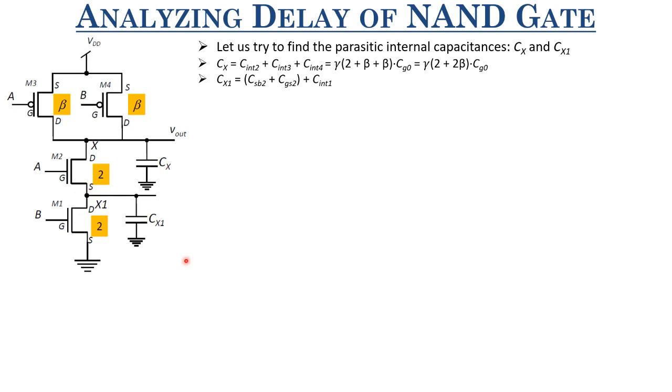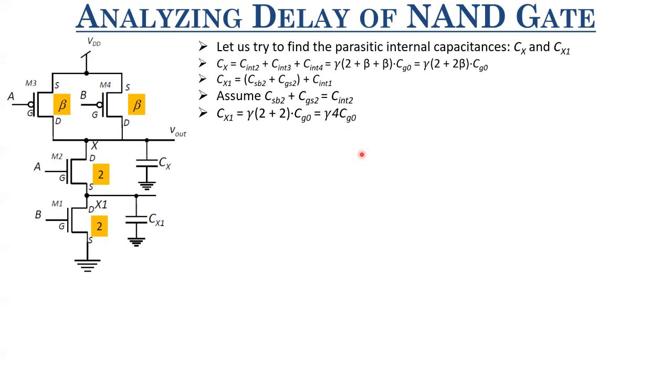Now to make our life simple, we assume that CSB2 plus CGS of 2 is equal to C int of 2. That's a fair assumption for first-hand calculations. However, it overestimates, but for first-hand calculation, it's fine. So now if we assume that it's C int of 2, we can express Cx1 as gamma CG0 times 2 plus 2, right? Because 2 is the width of these two MOSFETs. Since your C int is proportional to width, it's 2 times gamma CG0 for this as well as for this. So your Cx1 becomes gamma times 4 CG0, right?